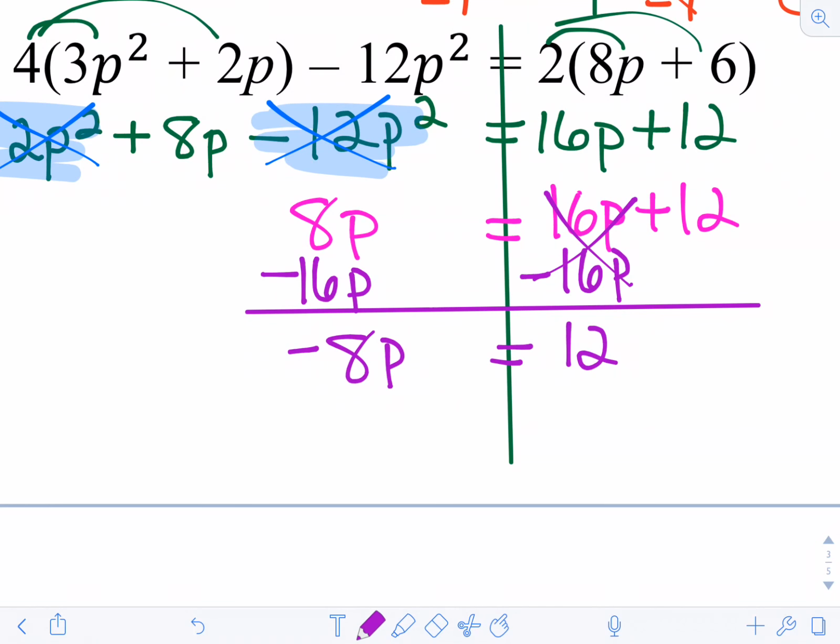Okay, so to get p by itself, I'm going to divide both sides by negative 8. So that gives me 1. And then 12 divided by negative 8, 4 goes into both of those, so it'd be negative 3 over 2.